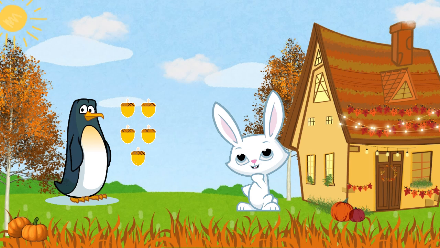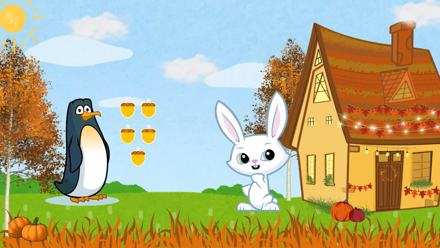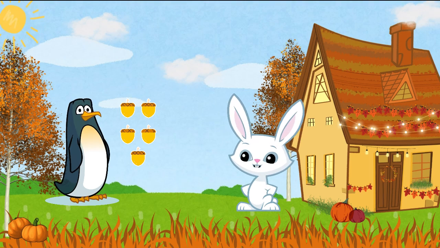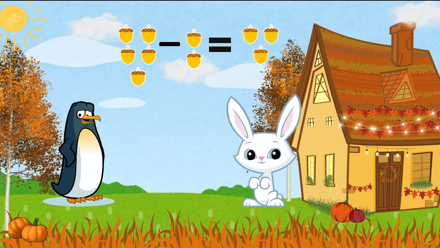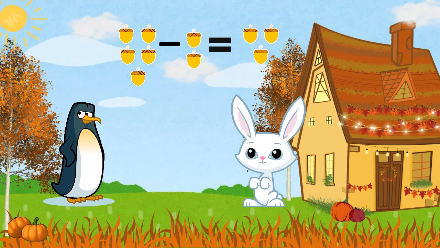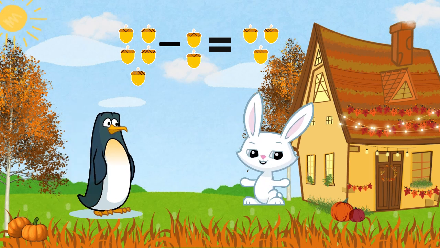Great job, Truffle! Now let's say you give away 2 acorns to your friends. How many do you have left? Let's find out. So, 5 minus 2 equals 3. That's right! 5 minus 2 equals 3.